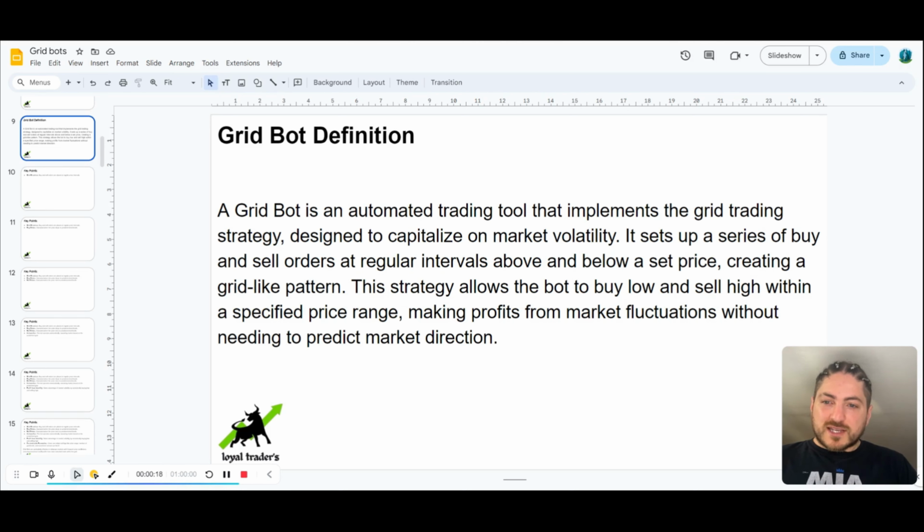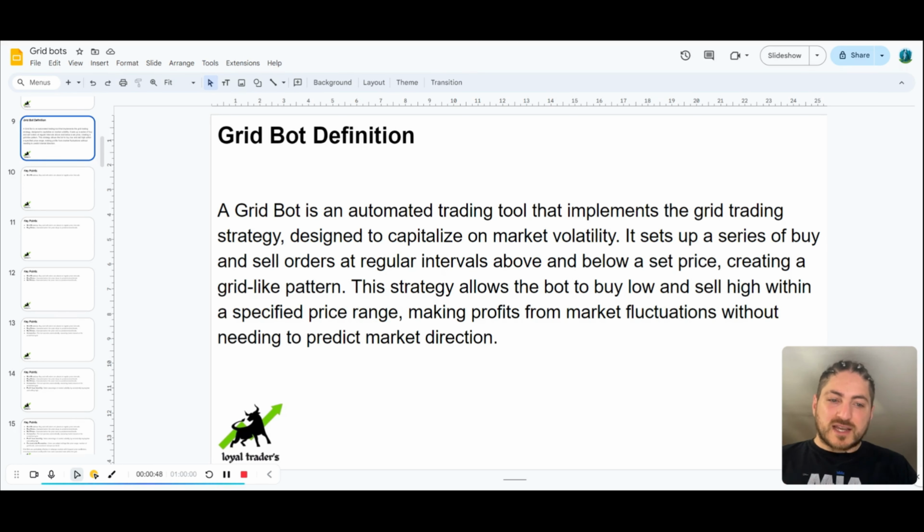A grid bot is an automated trading tool that implements the grid trading strategy designed to capitalize on market volatility. It sets up a series of buy and sell orders at regular intervals above and below a set price, creating a grid-like pattern. This strategy allows the bot to buy low and sell high within a specified price range, making profits from market fluctuations without needing to predict market direction.